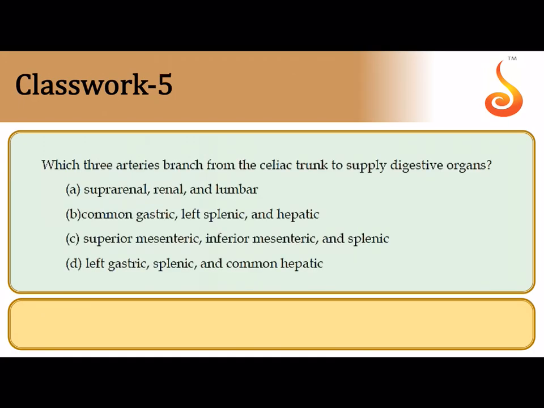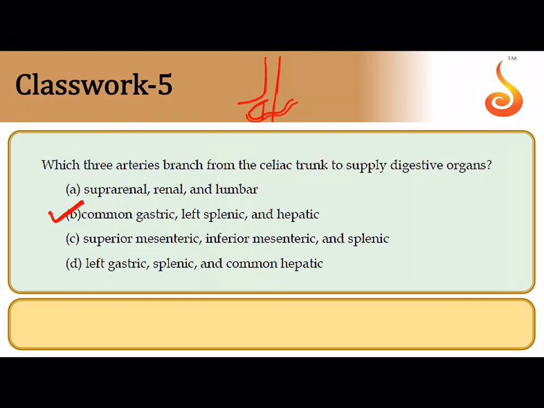Which three arteries branch from the celiac trunk, which supplies the digestive organs? So what is a celiac trunk? In your abdomen, you have the abdominal artery. From the abdominal artery, an artery branches out, and this branch which comes out of the abdominal artery is called the celiac trunk. The celiac trunk gives out one of the branches which supplies your stomach.